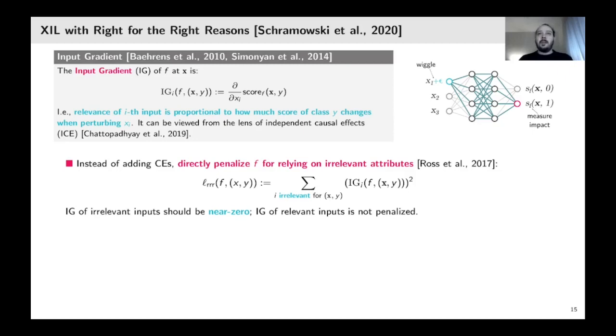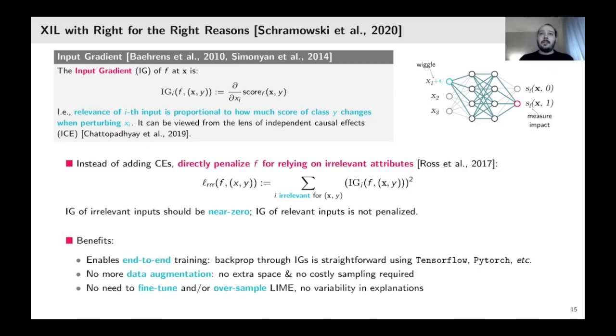The idea is to directly penalize the model for relying on known irrelevant attributes evidenced by input gradients or other gradient-based techniques. This immediately leads to the right for the right reasons loss, or RRR loss, which is high whenever the square of the input gradient of an irrelevant input is away from zero. This loss brings several benefits over CAIPI. For one, since the input gradient of a differentiable model is itself differentiable, the RRR loss is itself differentiable. This enables end-to-end training using this loss.